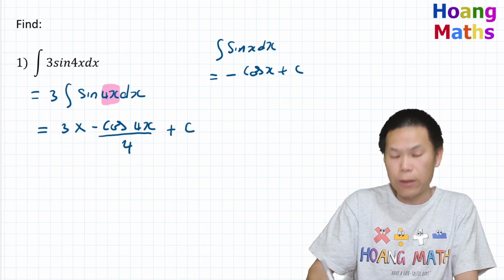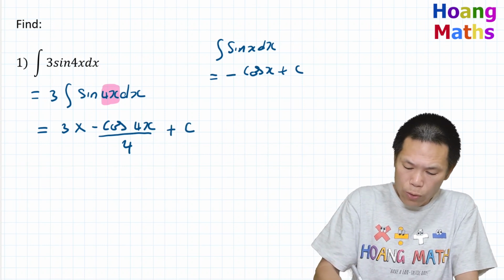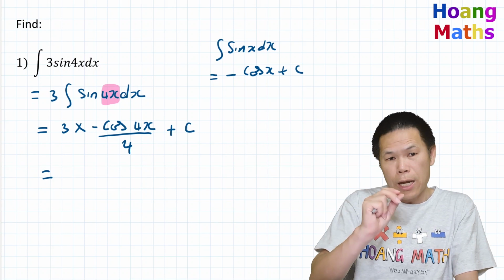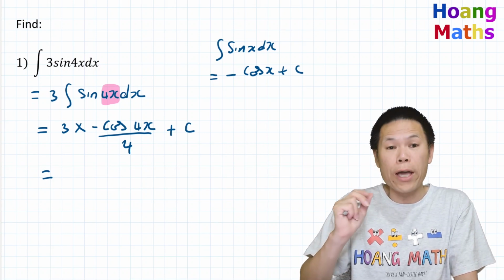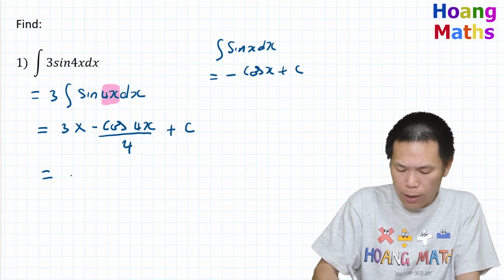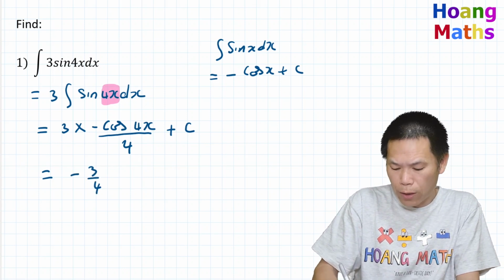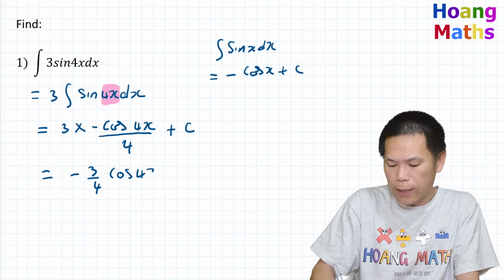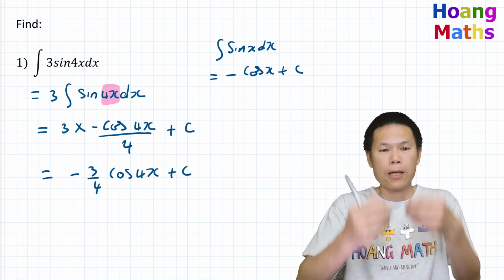And don't forget the constant. Now I just simplify. That will give me negative 3 cos of 4x over 4 plus c, or you can write it as negative 3/4 of cos 4x plus a constant. There you go.